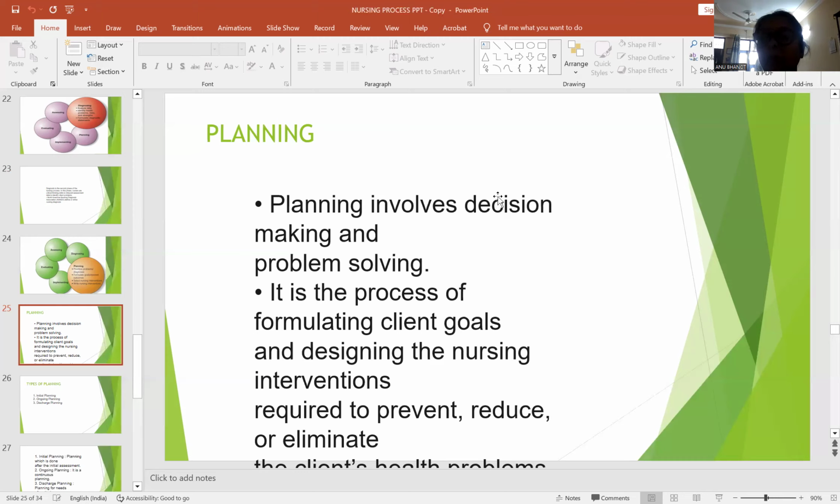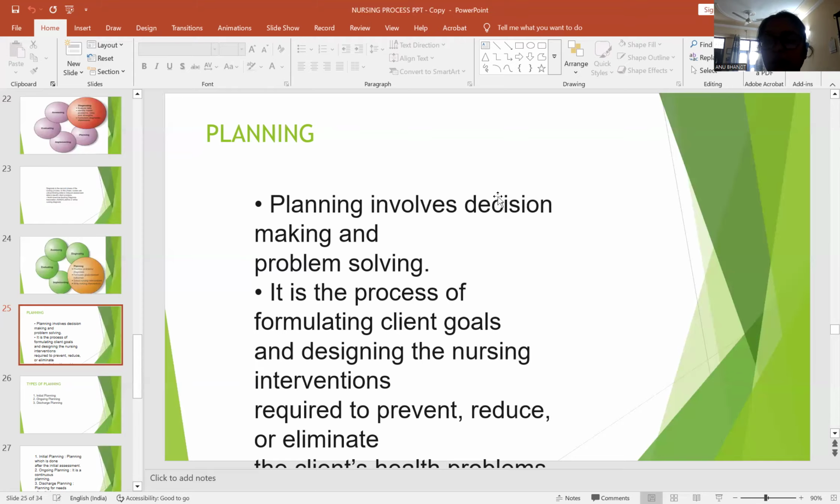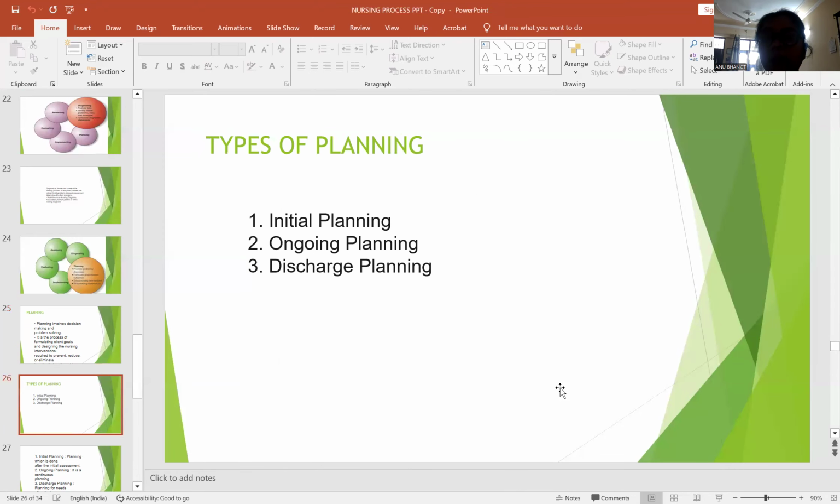In planning, we only plan what we have to do in implementation. Planning involves decision making and problem solving. It is the process of formulating the client goals and designing the nursing interventions required to prevent, reduce, or eliminate the client's health problem. So in this, we only make the goals and decide what interventions we have to take. We make the planning. There are three types of planning: initial planning, ongoing planning, and discharge planning.